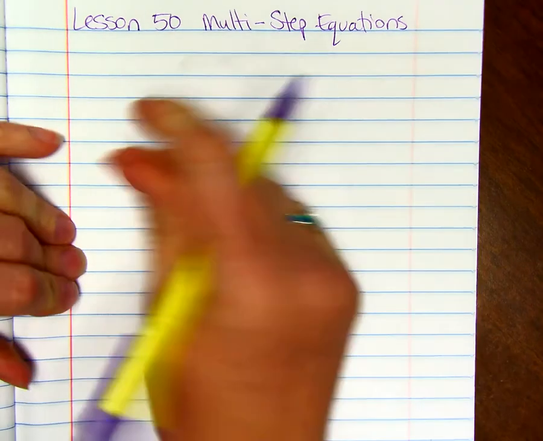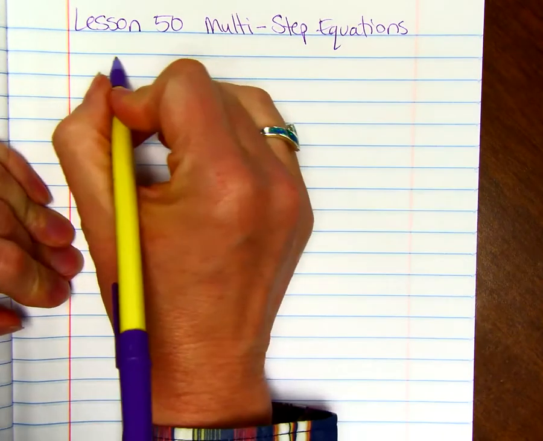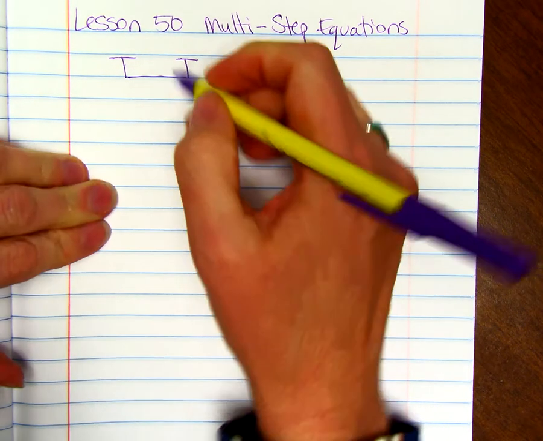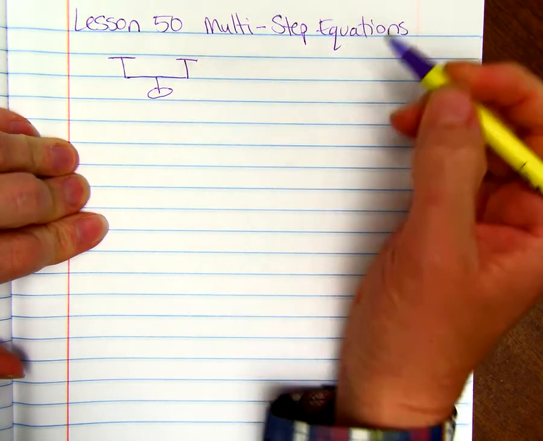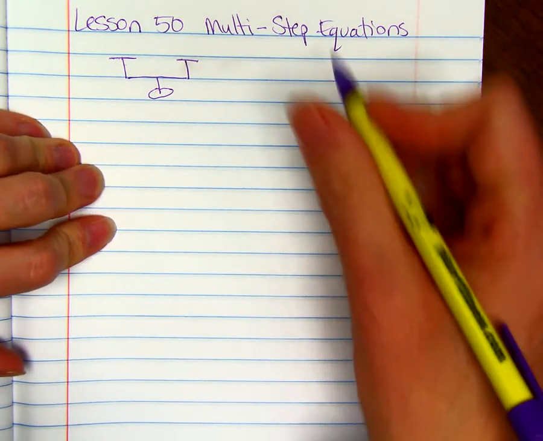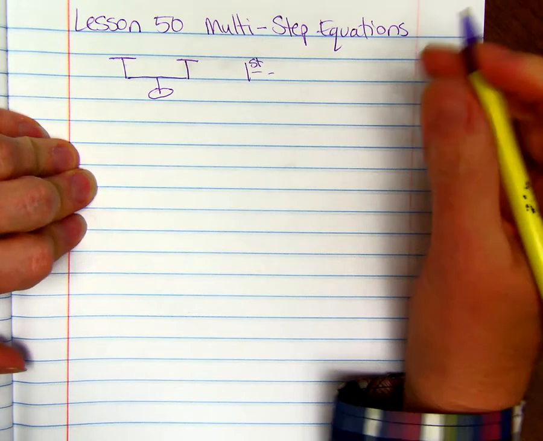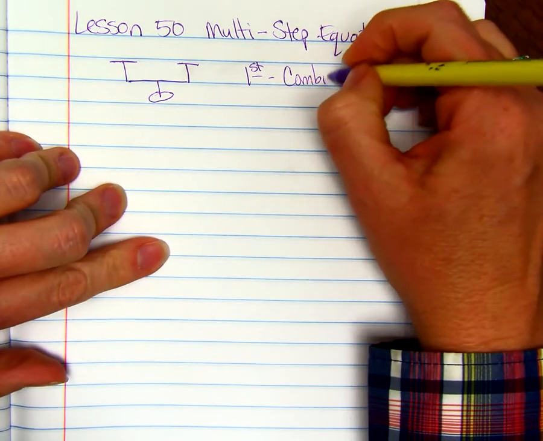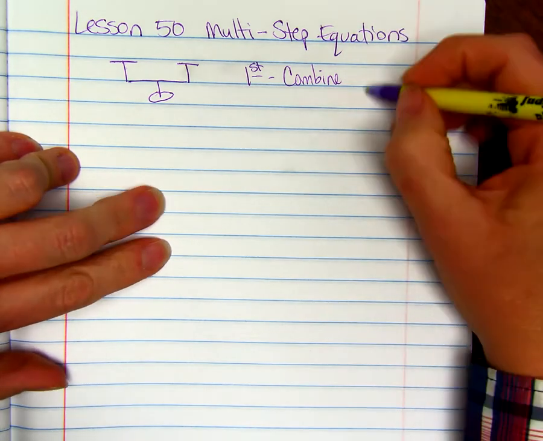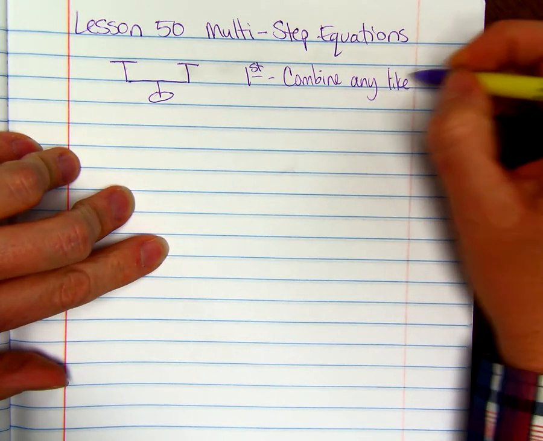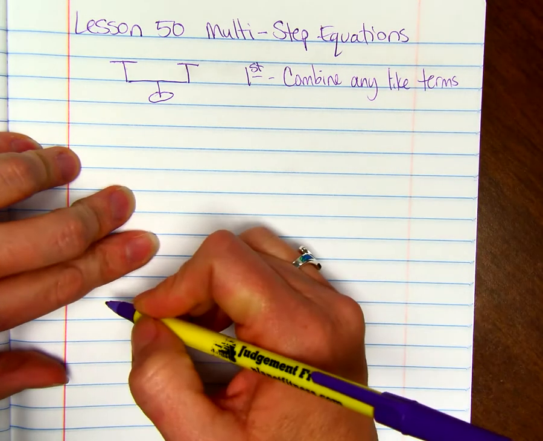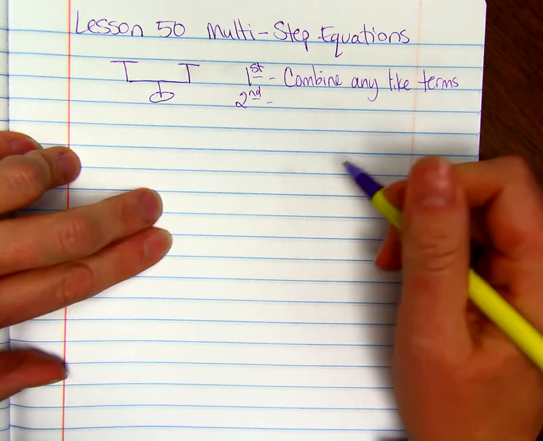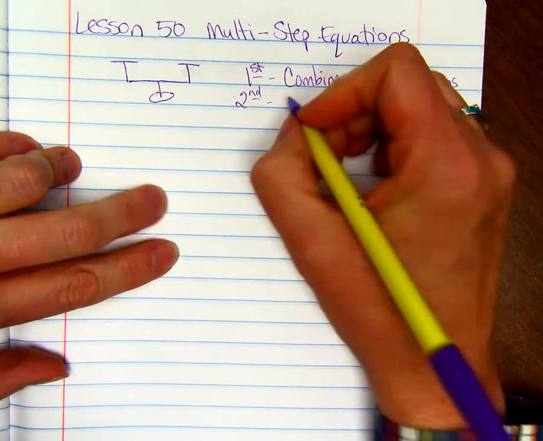So if you remember, we talked about when we want to solve an equation, it's like using a scale where we want to keep it balanced all the time. So the first step that we want to make sure we do is combine any like terms that may be on either side of the equal sign. And then we want to isolate the variable by using inverse operations.